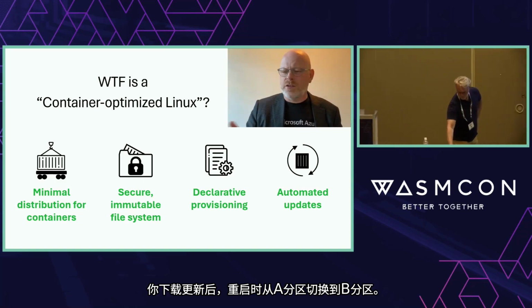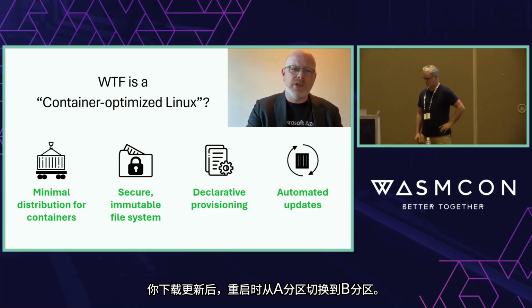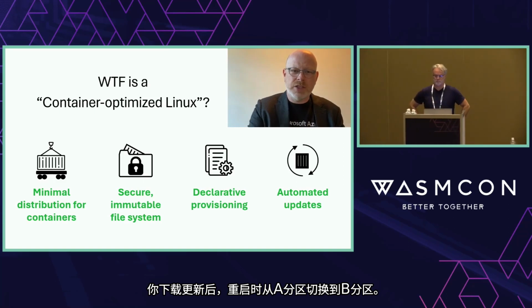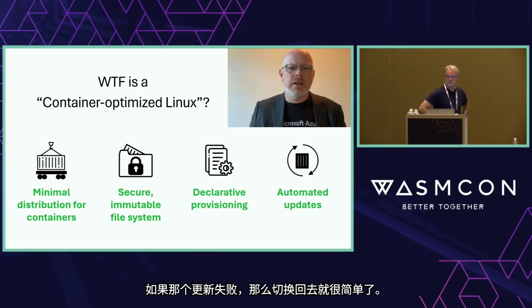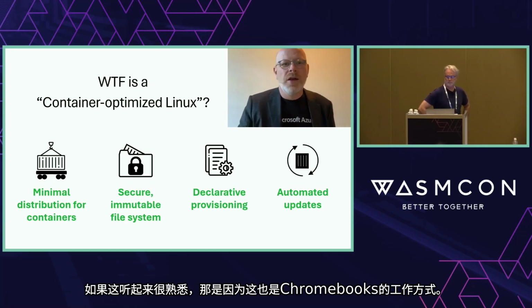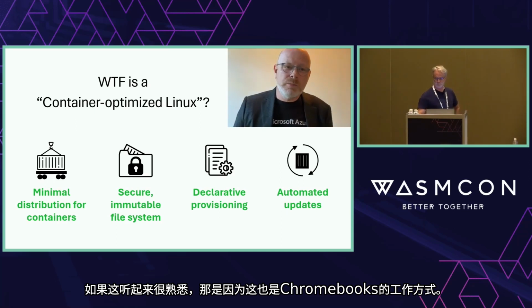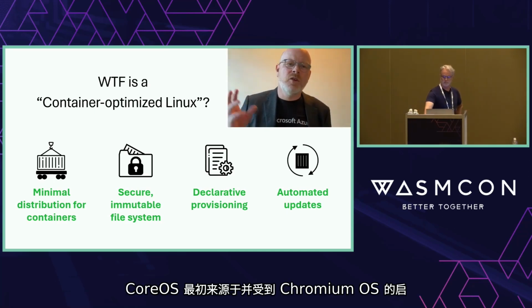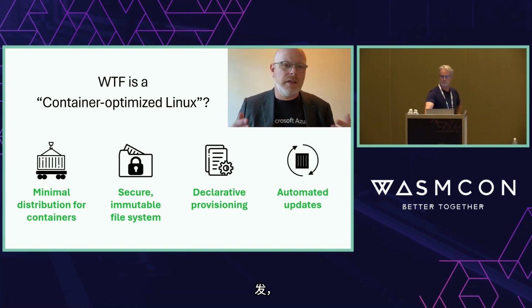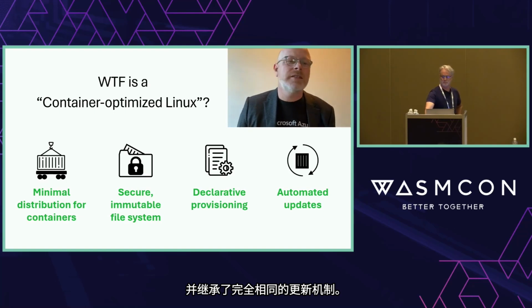You download the update, a reboot switches from one partition, the A partition, to the B partition. And if that update fails, then it's trivial just to switch back. And if that sounds familiar, it's because it's also how Chromebooks work. In fact, CoreOS was initially derived from and inspired by Chromium OS, and inherits that exact same update mechanism.